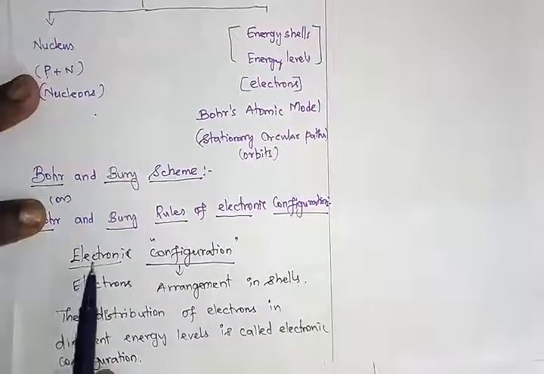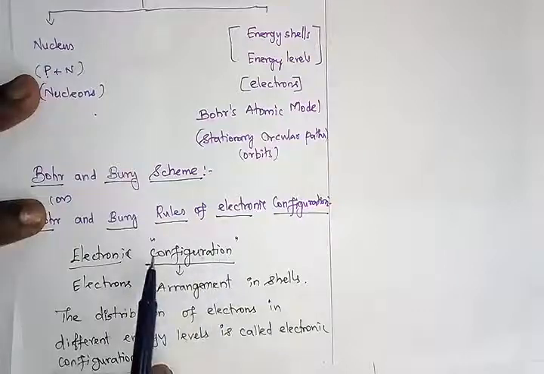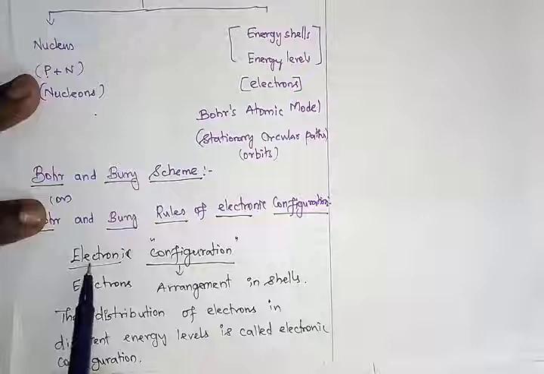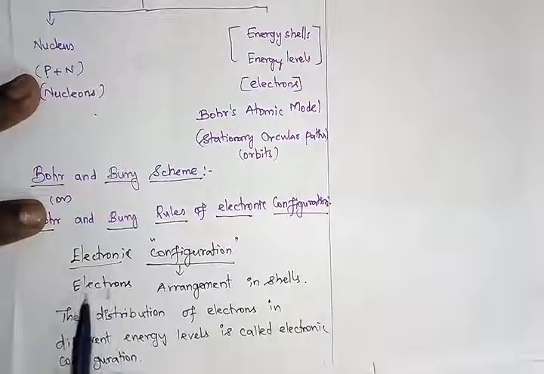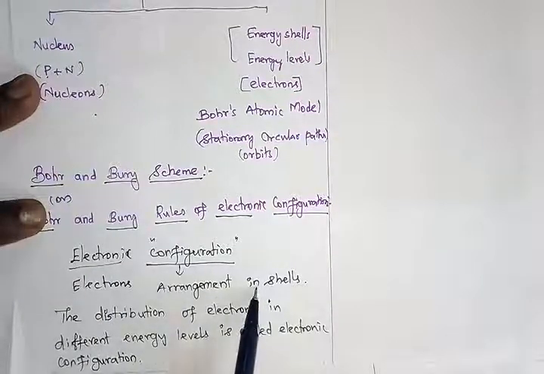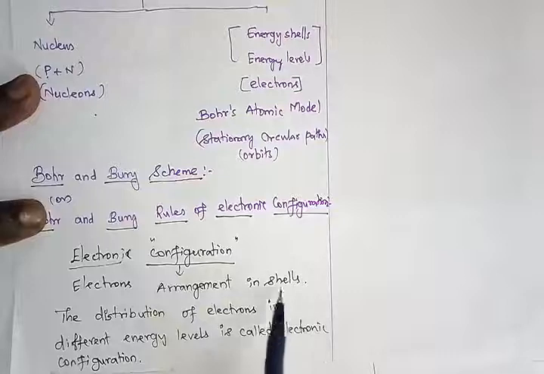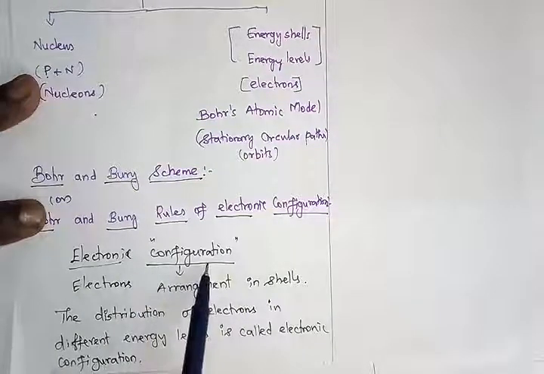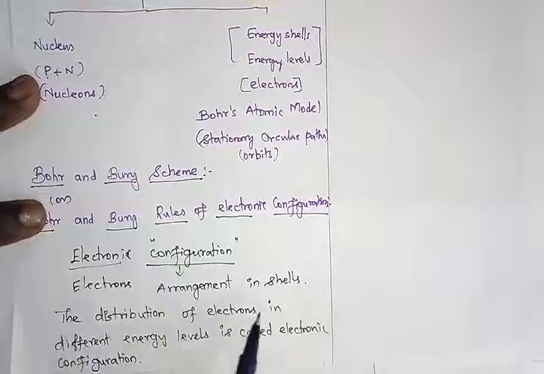So what is called electronic configuration? Configuration means arrangement. What are we arranging? Electrons, which are present in shells. So the electron arrangement in shells is called electronic configuration. The distribution of electrons in the different energy levels is called electronic configuration.